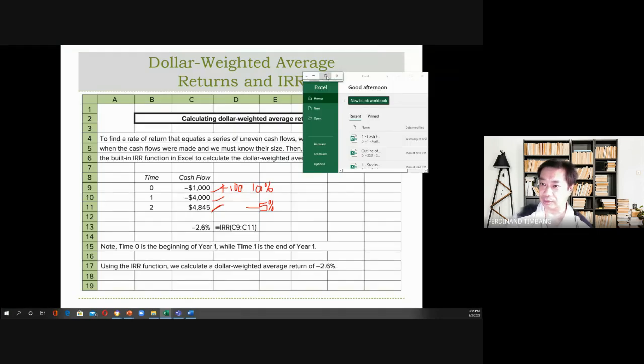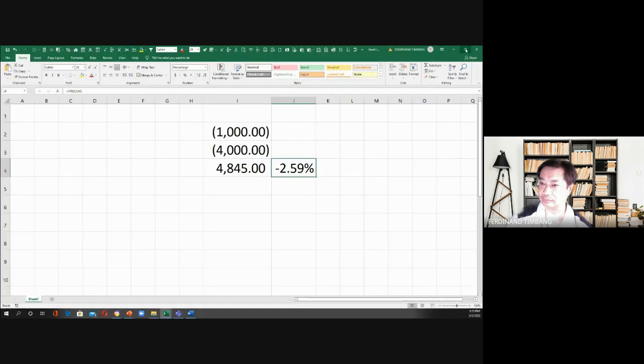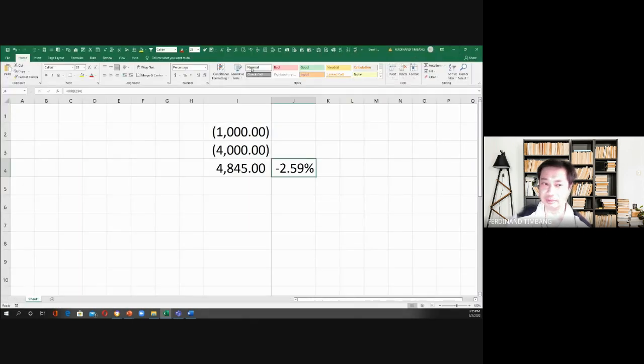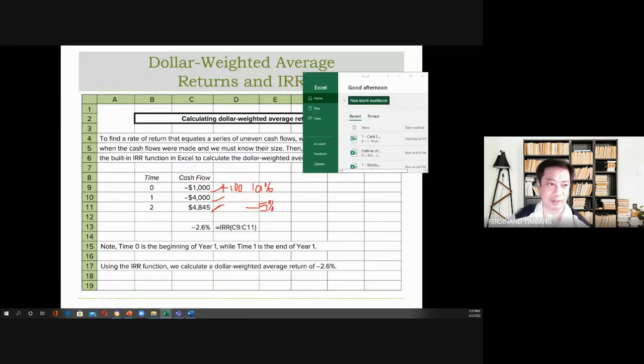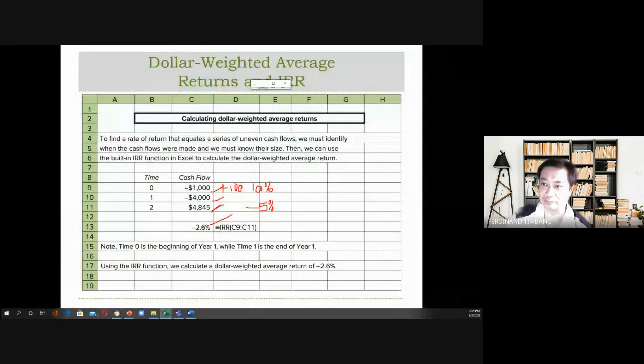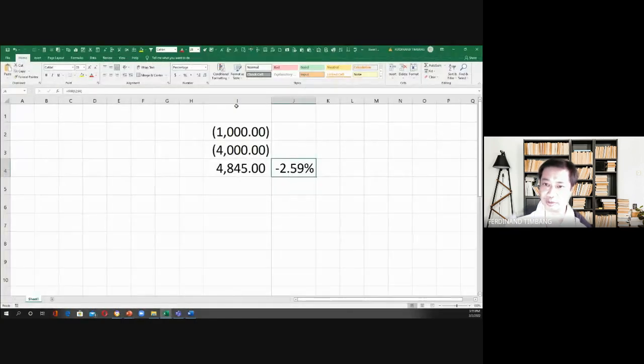Ayaw niya pumunta ron. Tapos napapakita ko siya. Tignan natin. Ayaw talaga. So anyway, kung makikita nyo, it is 2.6%, di ba? Then using the Excel, we can see also that it is 2.6%. Nakikita na class?